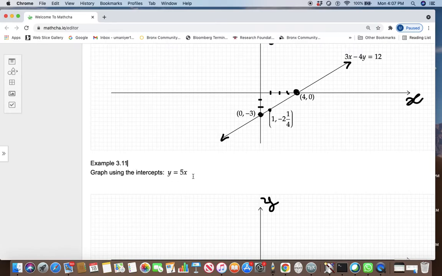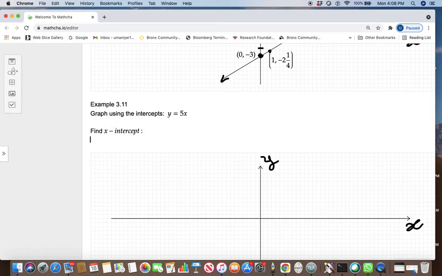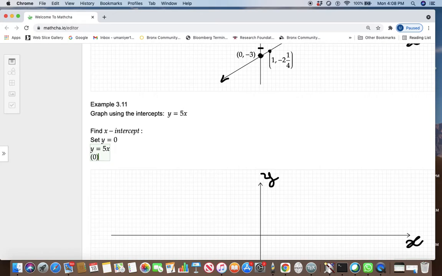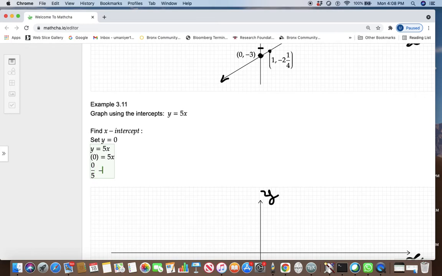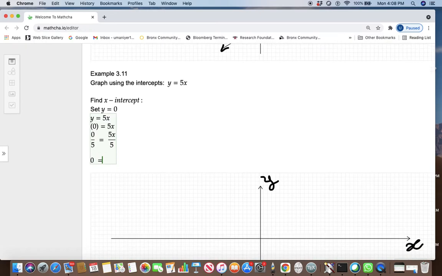Now, next example, this is interesting. Notice y equals 5x. Why is it interesting? You will see in just a minute. First, find the x-intercept. For the x-intercept, you set y to 0 in the given equation. Okay, if y is 0, divide both sides by 5 to solve for x. This gives me 0 is x.